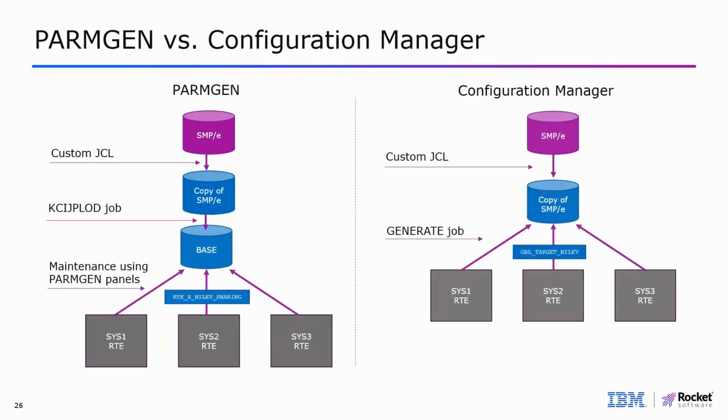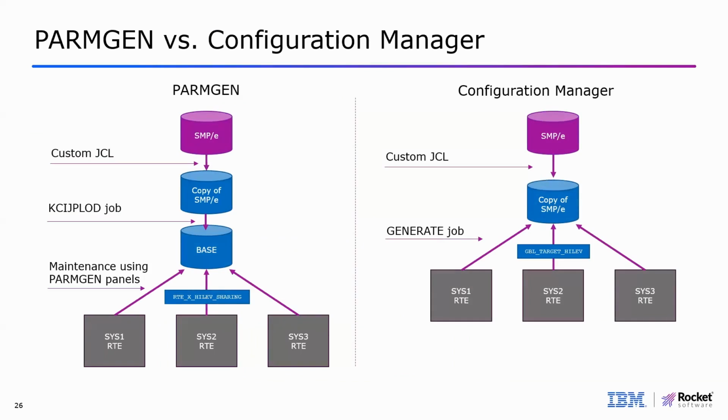Okay, so now I mentioned a major pain point that we are trying to address here. So what is that pain point? Let's look at ParmGen for a moment, and the same thing happens here. You have a golden image, you make a copy of that golden image. And what you can do in ParmGen after that is create a so-called base runtime environment.